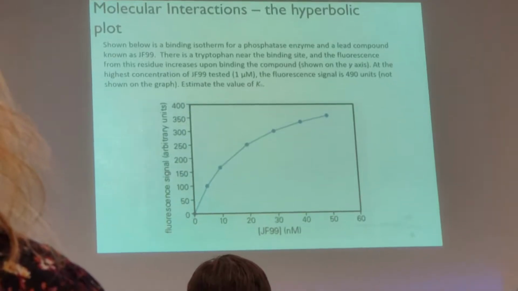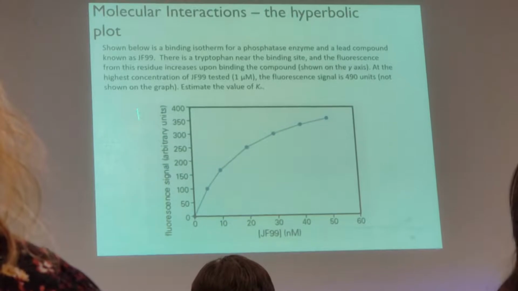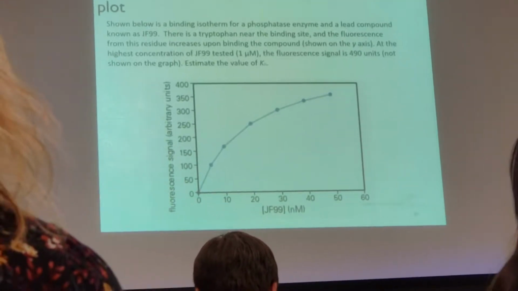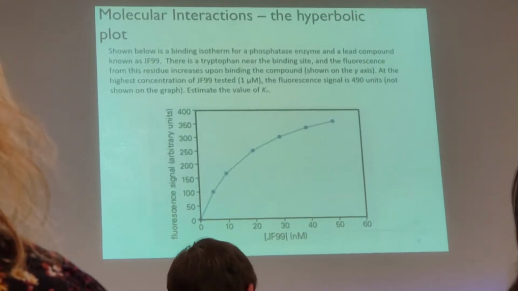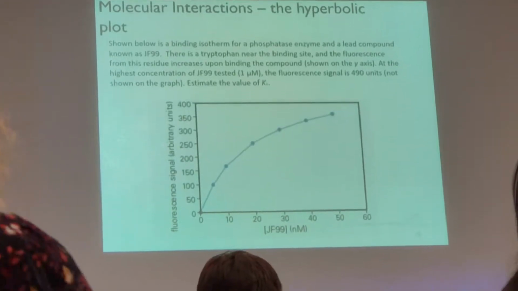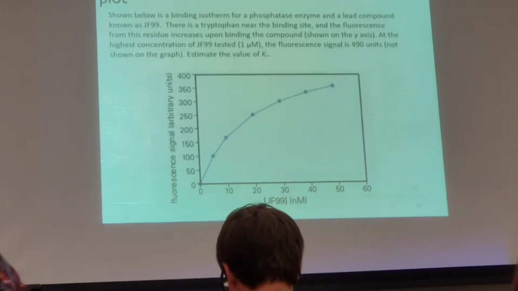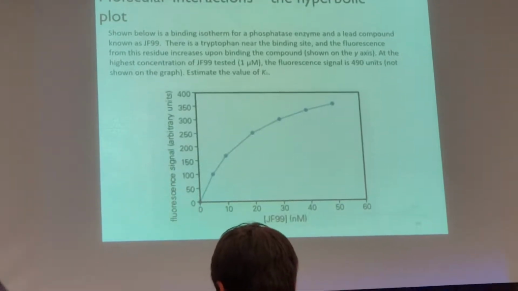nanomolar. So the y-axis can change. In this particular case, it's fluorescence. Fluorescence is often arbitrary units. But you do all manner of things, so don't get too caught up in the method. The fact is, you have a spectroscopic response as a function of free ligand.